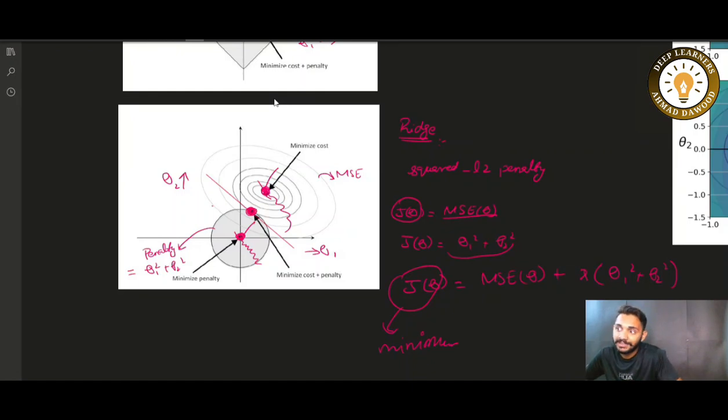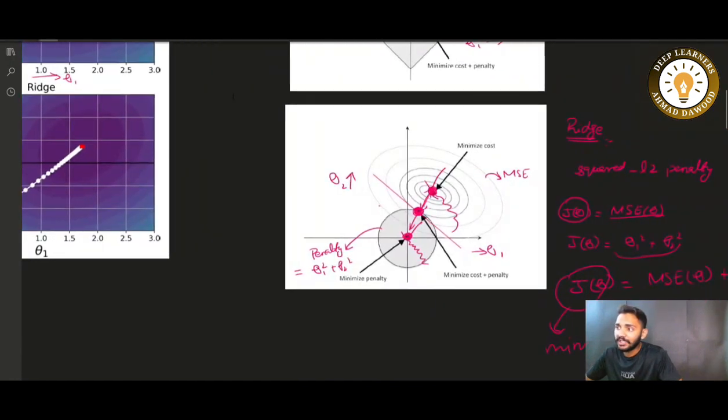Again, this is not your original minimum mean square error. This is a little bit away from your original mean square error, and it depends upon the value of lambda, how much value of lambda you are adding. If your lambda value is higher, then you are more away from your actual mean square error.